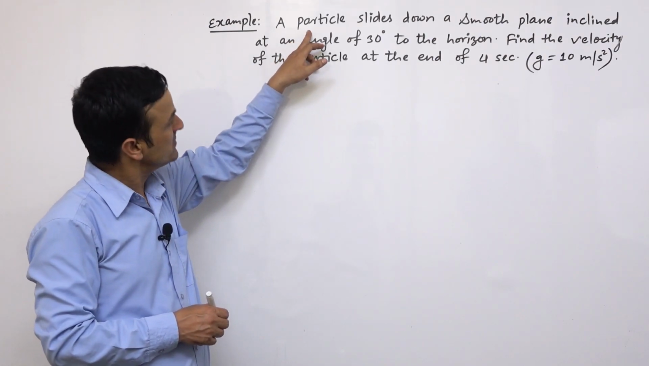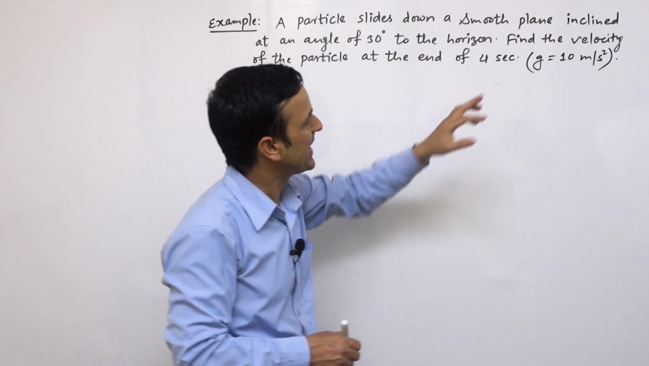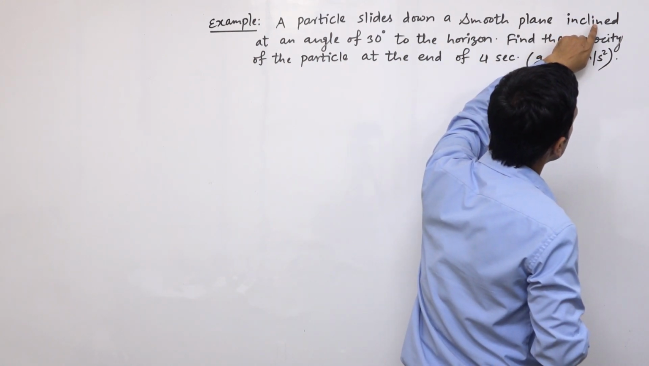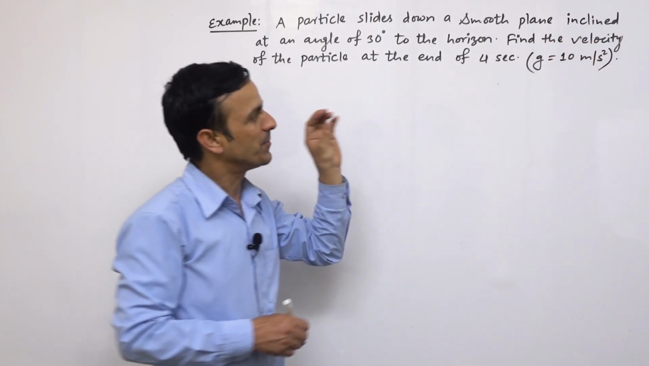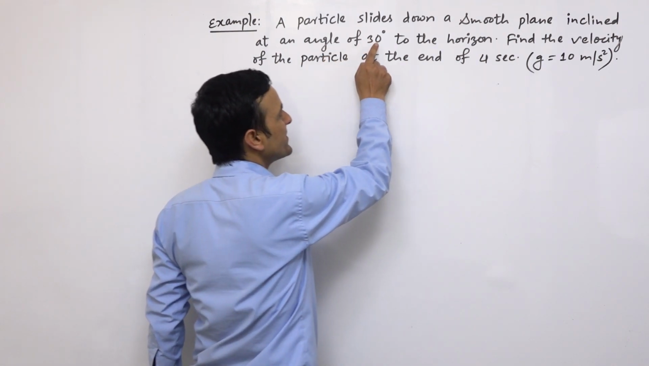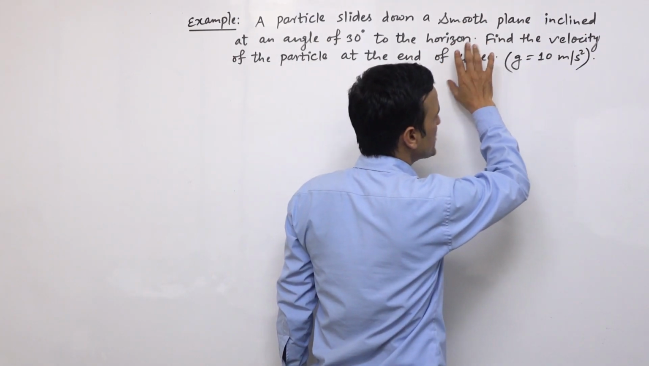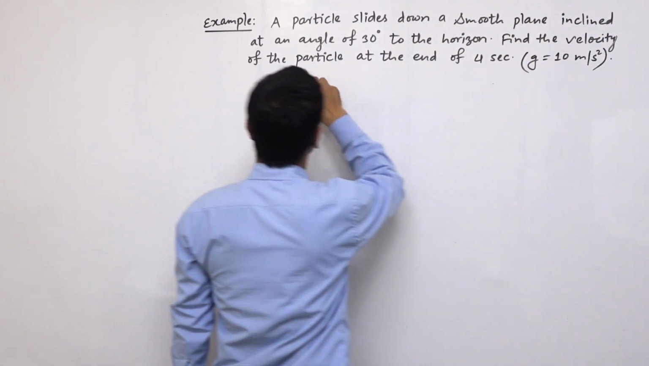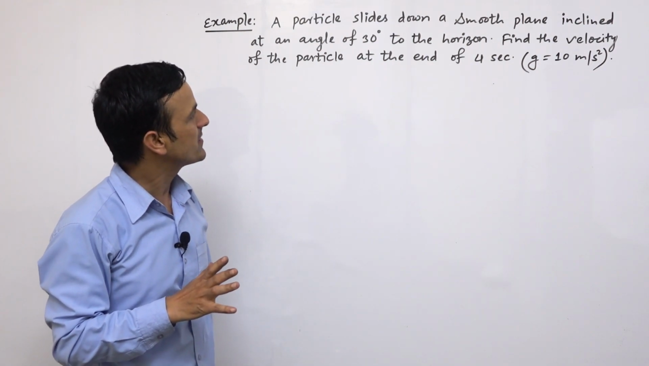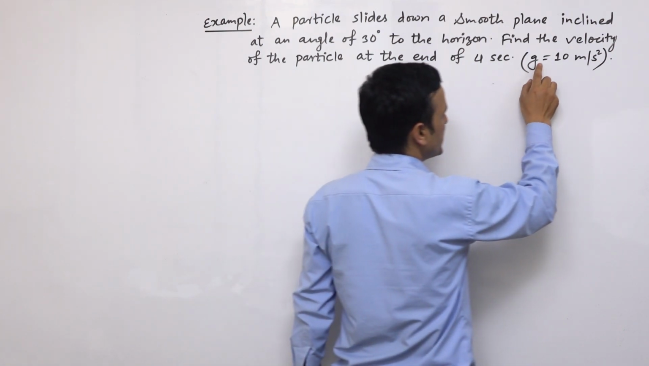So look at this question. A particle slides down a smooth plane inclined at an angle of 30 degrees. It is an inclined plane, so be careful. It is the motion of a body on an inclined plane, so it comes under this topic. The angle is given here, 30 degrees, which is the value of θ to the horizontal line. Find the velocity of the particle at the end of 4 seconds. We have to find the velocity of the particle at 4 seconds, and g is provided here, 10 meter per second square.